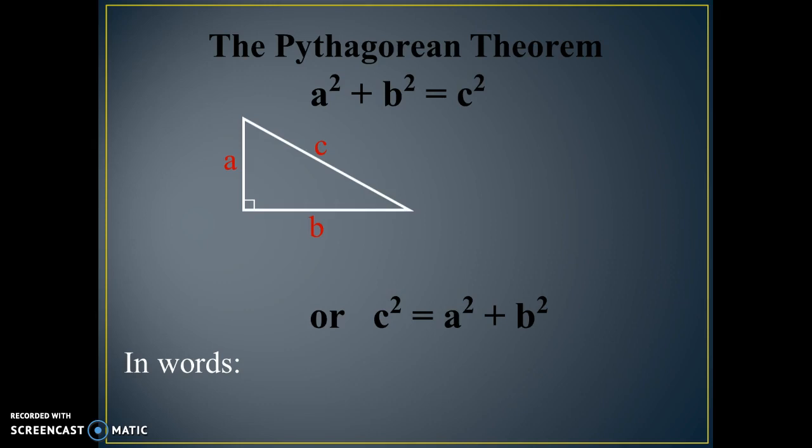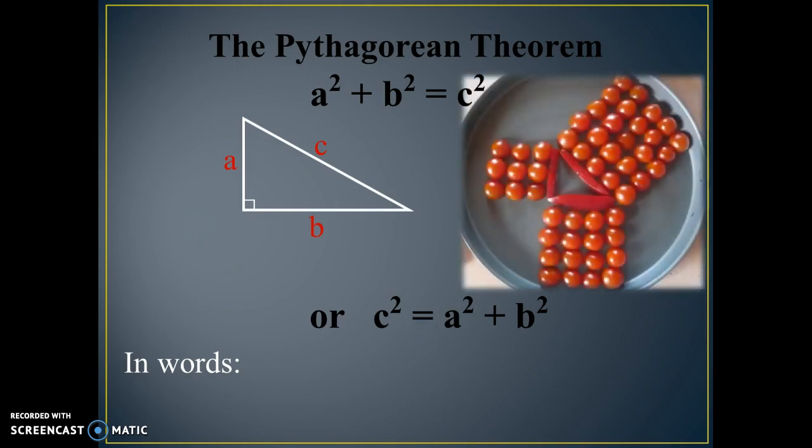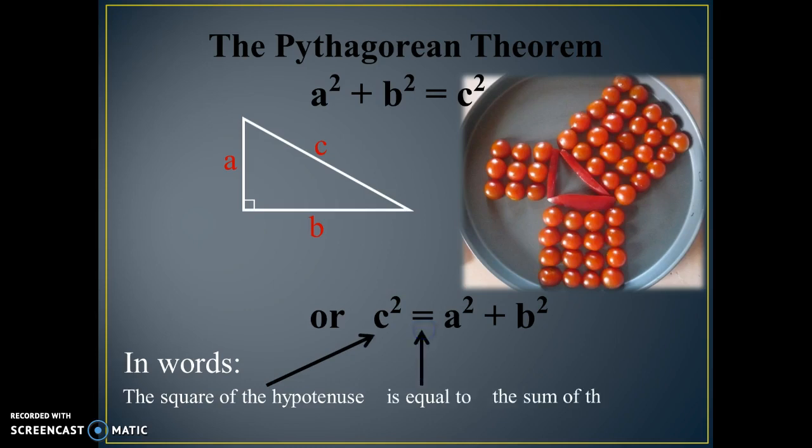In words, and you might recognize this phrase, your teacher may have mentioned it: the square of the hypotenuse is equal to the sum of the squares of the other two sides. That is basically the statement of the Pythagorean theorem. If you count the tomatoes in the diagram here, you can see that the square on the short side and the square on the medium side, added together, give you the square on the hypotenuse. It works for circles and semicircles and triangles and everything like that.